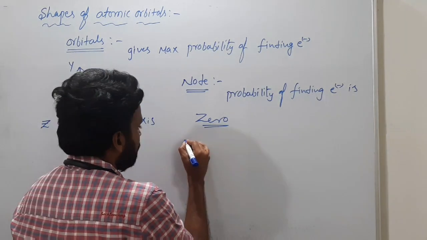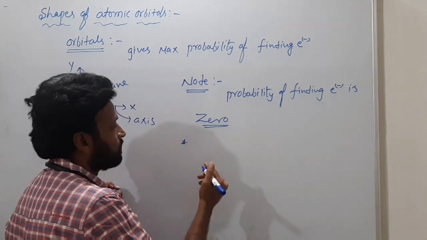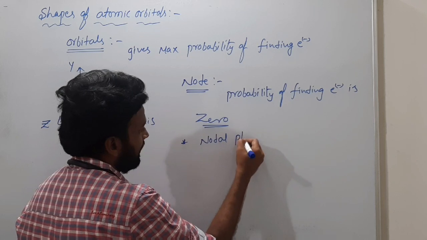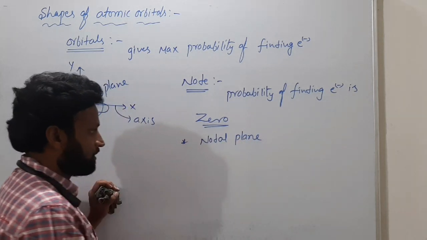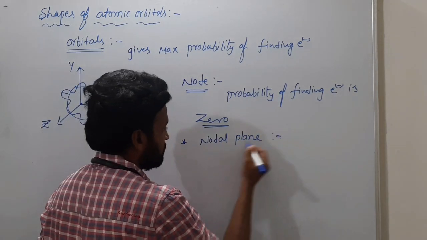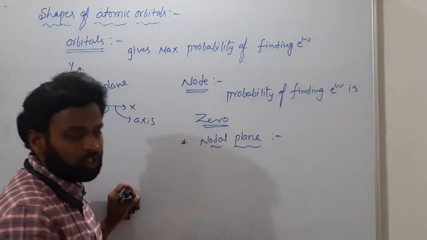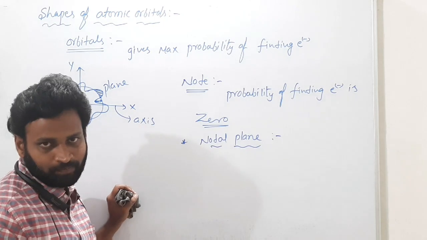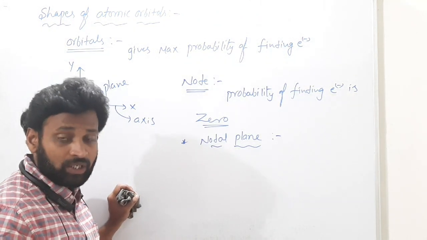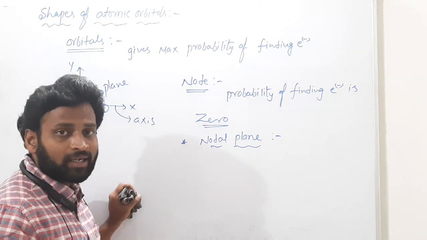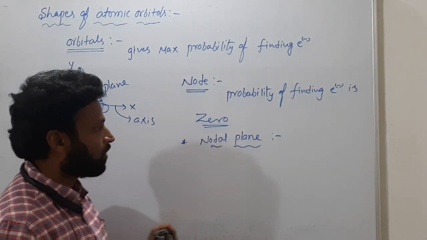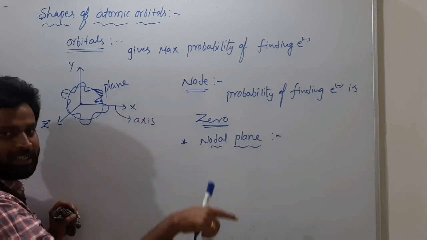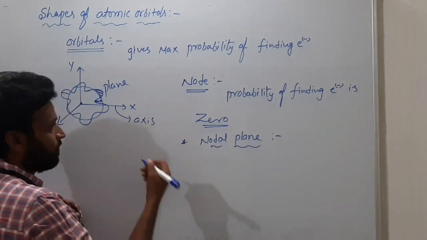Here we have to discuss different types of nodes. One is the nodal plane. Nodal plane means, as the name itself says, the plane in which the probability of finding an electron is 0. That is called a nodal plane. There are three planes actually, since we are assuming electron probability in three dimensions.